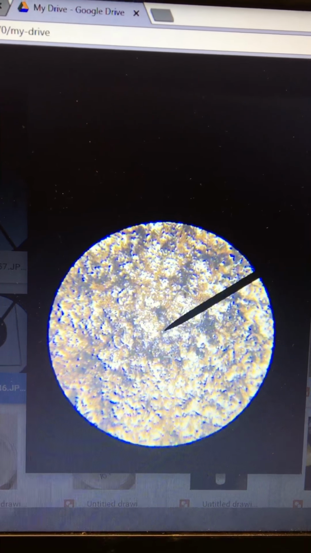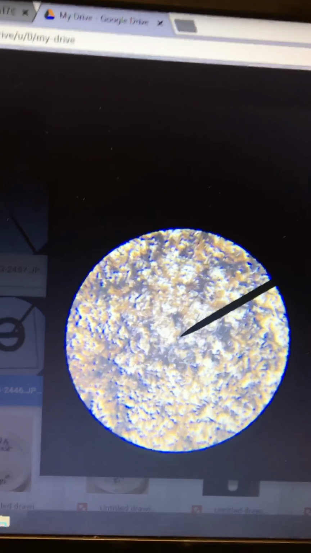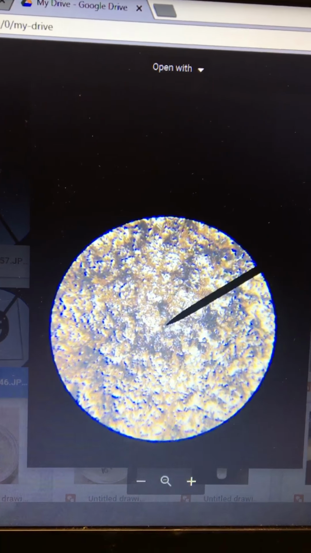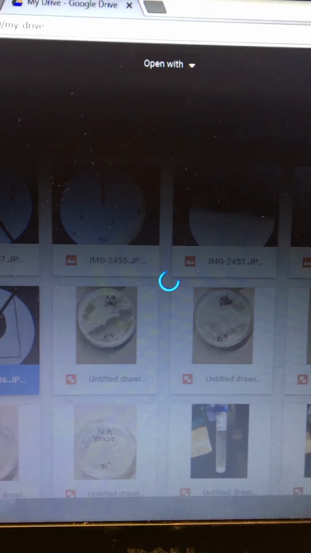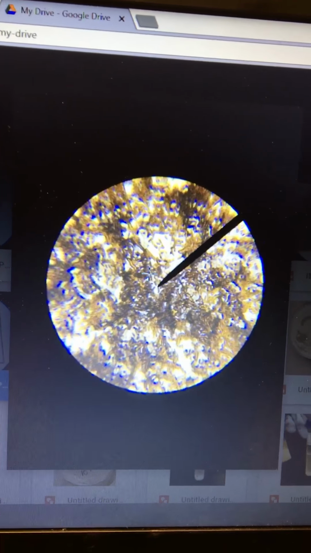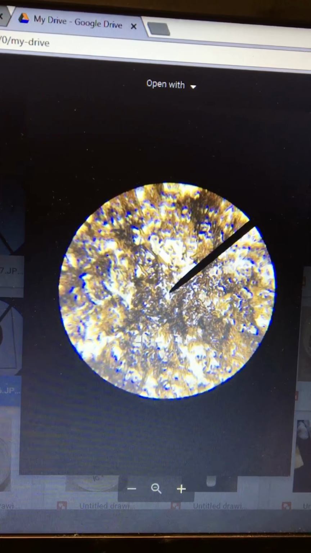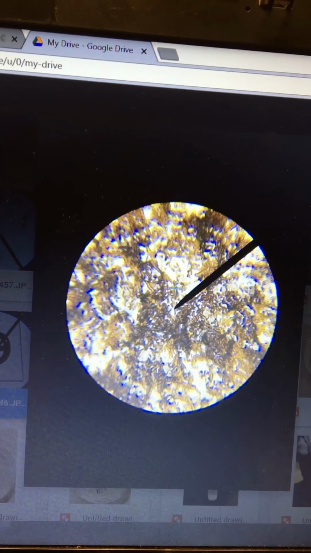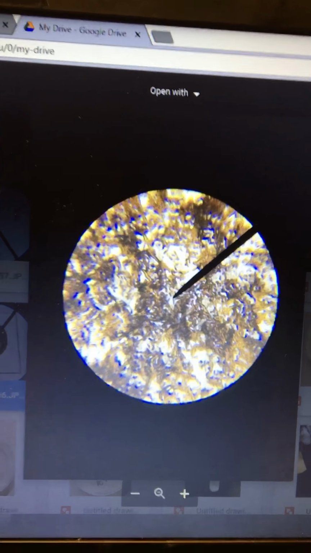focus. So this is high power, and we want to see a little more detail, so we're going to increase it one more time. And when we go to the oil immersion lens, this is the image I used with a total magnification of, again, 1500, and this is what we want to see. So I used that image.